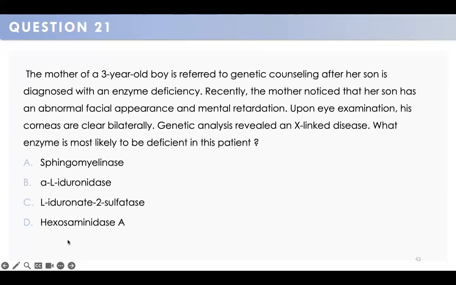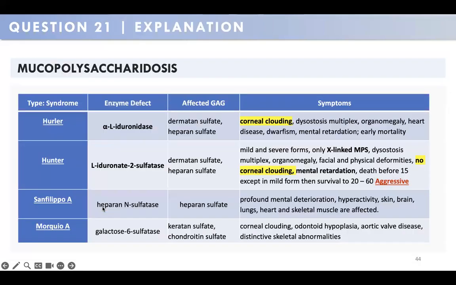And hexosaminidase A is the enzyme deficient in Tay-Sachs disease, which also has the cherry red spot, but no hepatosplenomegaly. So all of these choices have manifestations in the eyes, but C has no corneal clouding, only mental retardation and abnormal facial appearance. So the answer is C, L-iduronate 2 sulfatase.